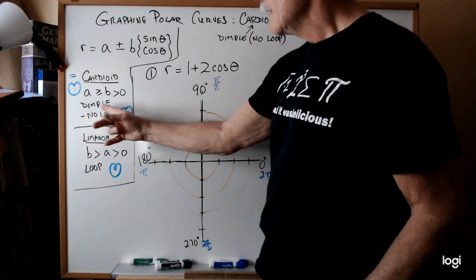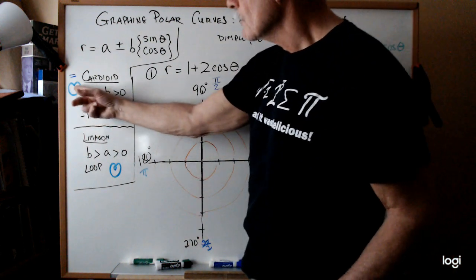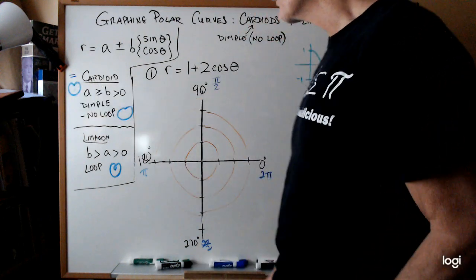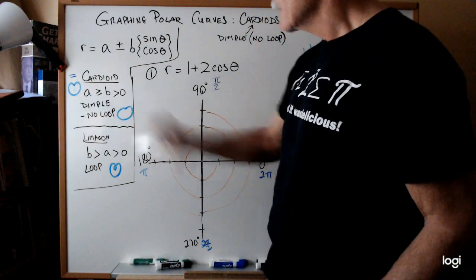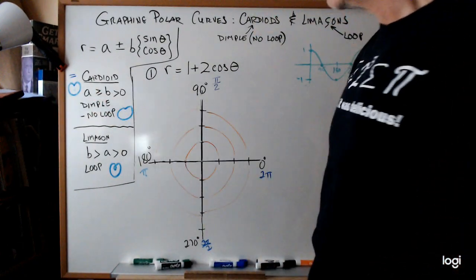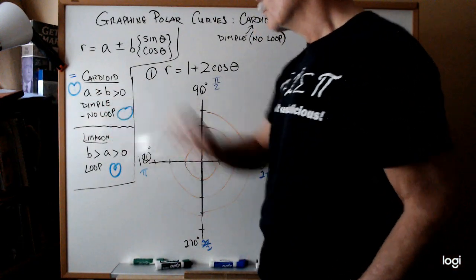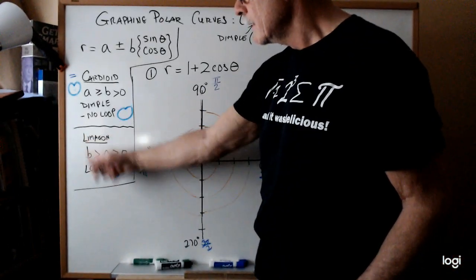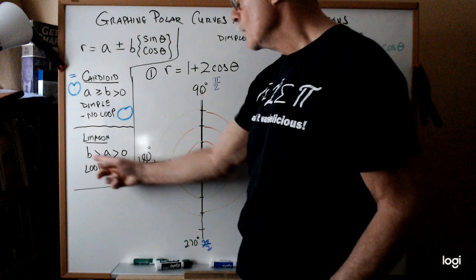And you get a dimple, which is like a cardioid, but it's a little less pronounced. It's going to look like this. So with a cardioid, if A is greater than or equal to B, then we get a dimple, in other words, no loop. A limacon with a loop, right? You get a loop in that case, B is greater than A.